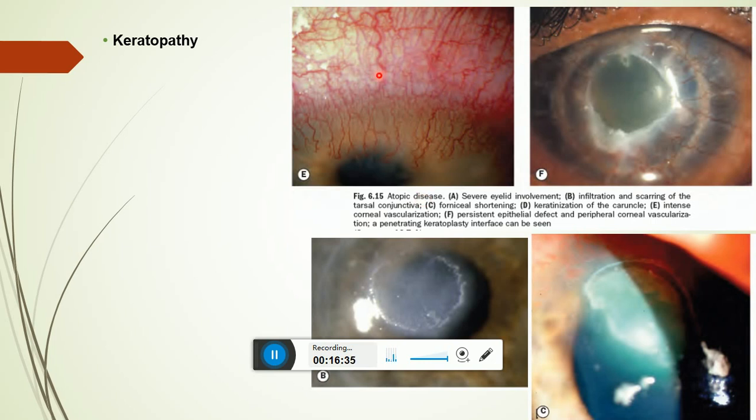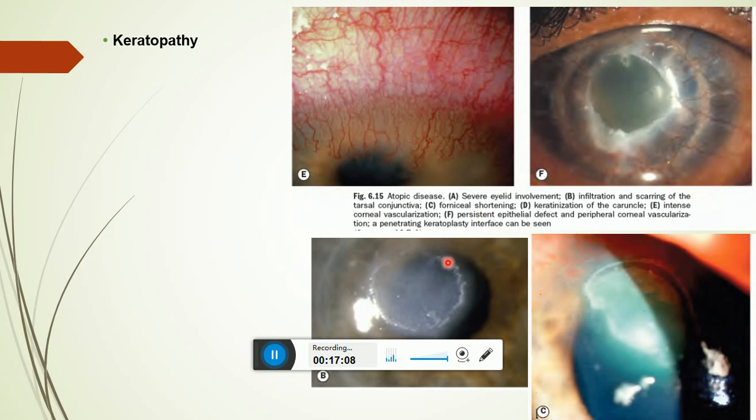Now keratopathy. There are punctate epithelial erosions on the inferior third of the cornea, which may be marked. Here you can see the peripheral vascularization and stromal scarring. Here you can see the persistent epithelial defects. There is focal thinning, and it may lead to perforation with descemetocele.